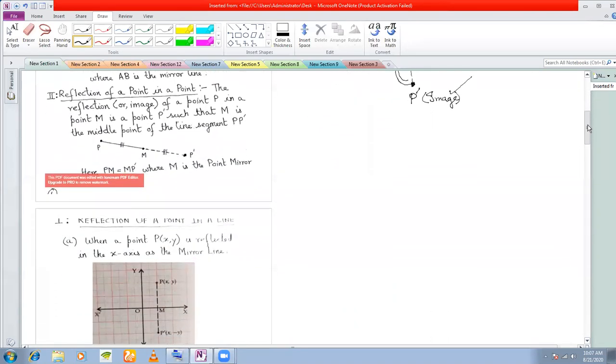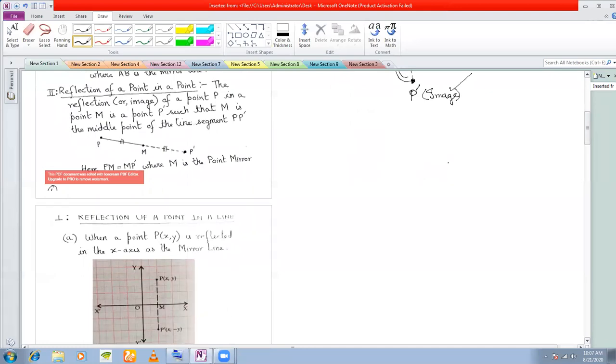The next concept is how do you reflect a point in a point, which we call the point mirror. I don't know whether you have done this point mirror concept in physics, but suppose I have a point M.